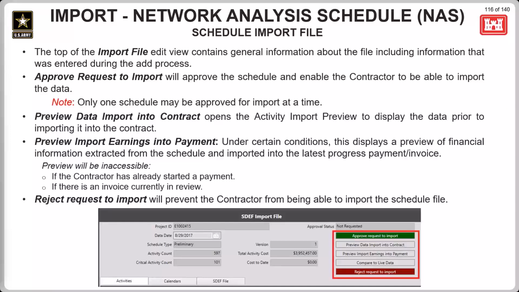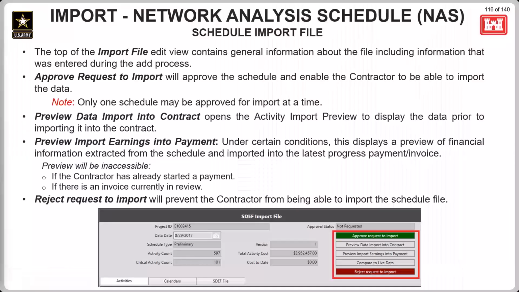When a file has been added for import, this is the view that will be presented. At the top of the screen, some information that was entered at creation will be displayed along with the buttons that can be used to take action on the import. We have the approve request to import, preview data into contract, preview import earnings into payment, and finally reject request to import.